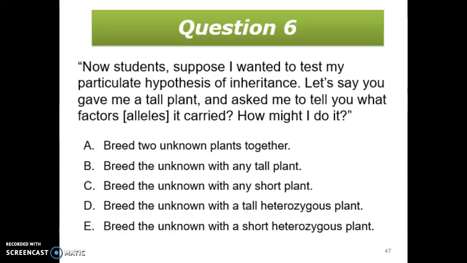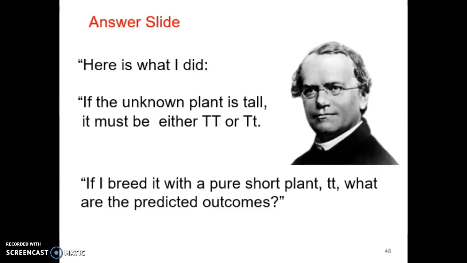Are any of these choices the right choices to follow to determine the genotype of a plant? Think about it. Well, this is what Gregor Mendel did. If the unknown plant is tall, it must be either two capital T's, or a capital T and a short t. That means it is either homozygous dominant or it is heterozygous.